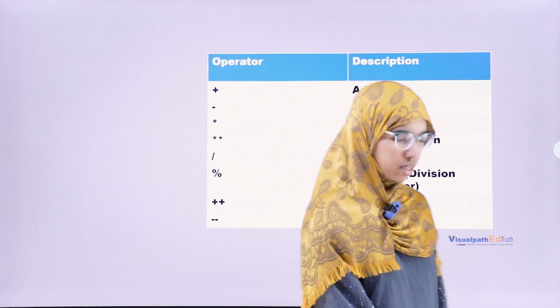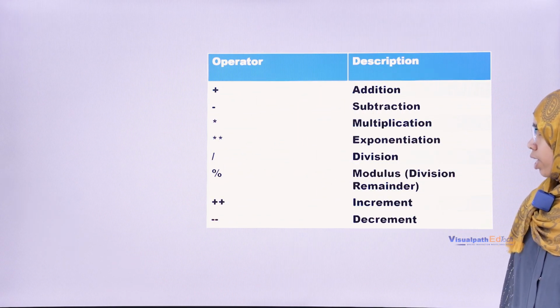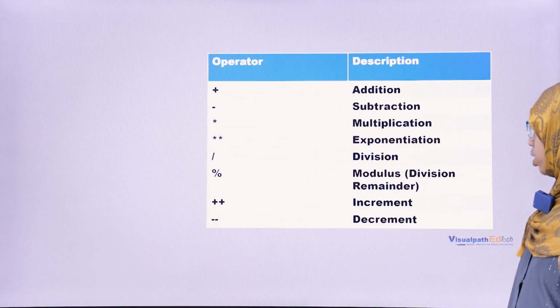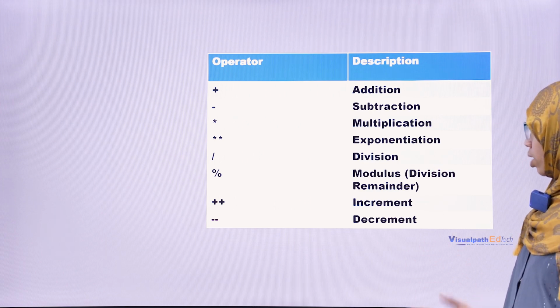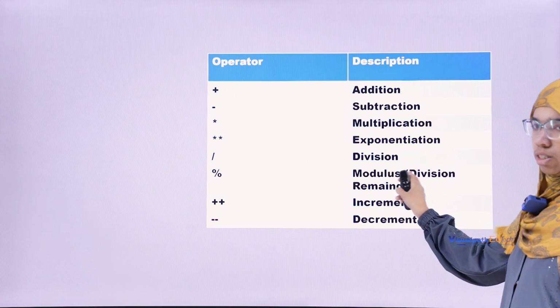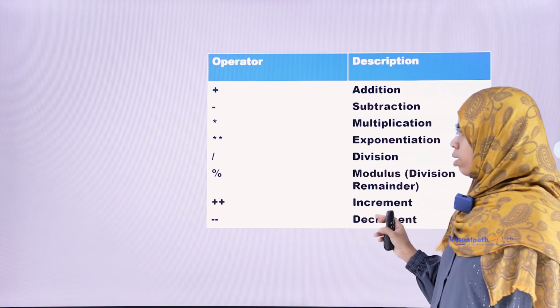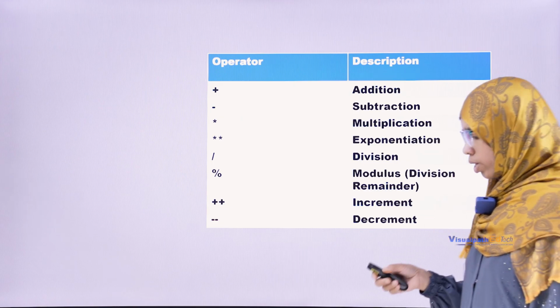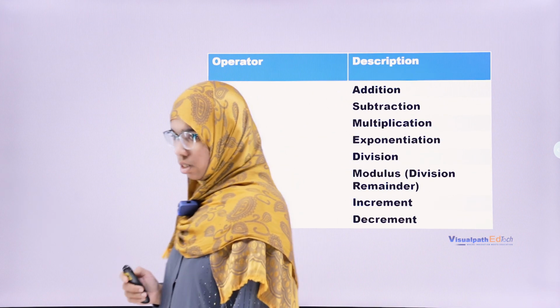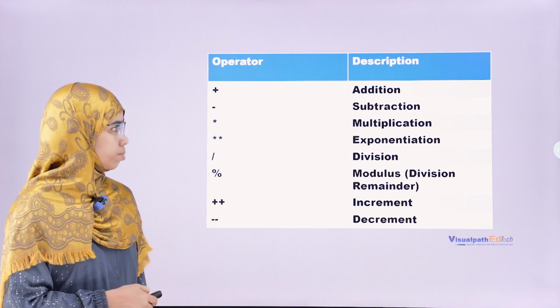So these are the operators that we have in arithmetic operators. Just have a look at it. So what all do we have? Addition, subtraction, multiplication, exponentiation, division, modulus. Here we consider the remainder as our answer. Increment and decrement. So these are your arithmetic operators in JavaScript.